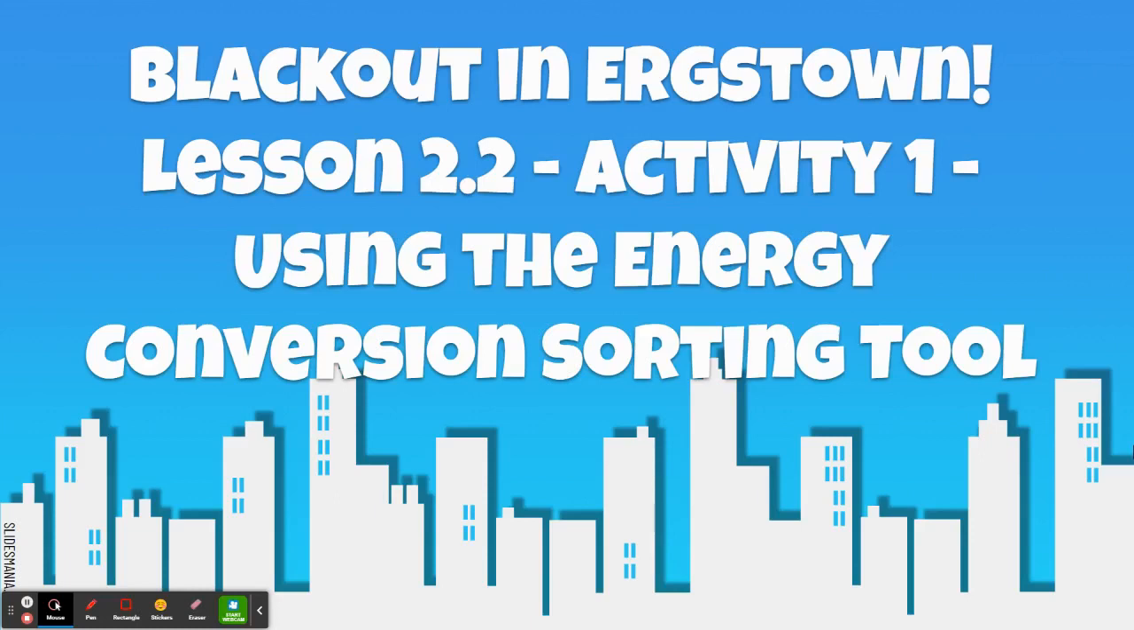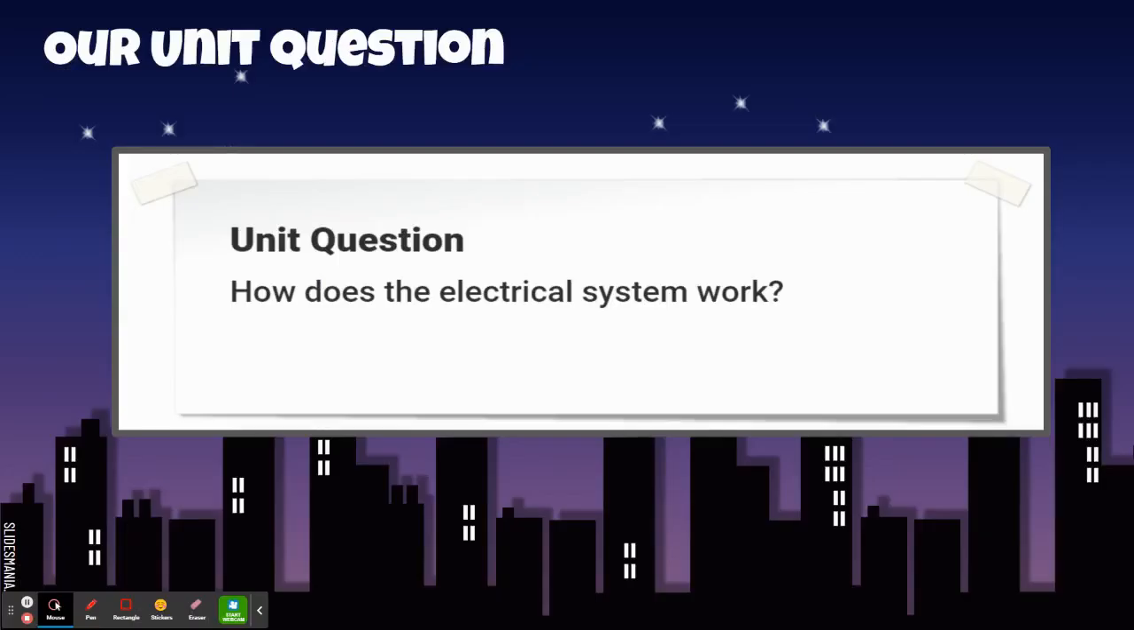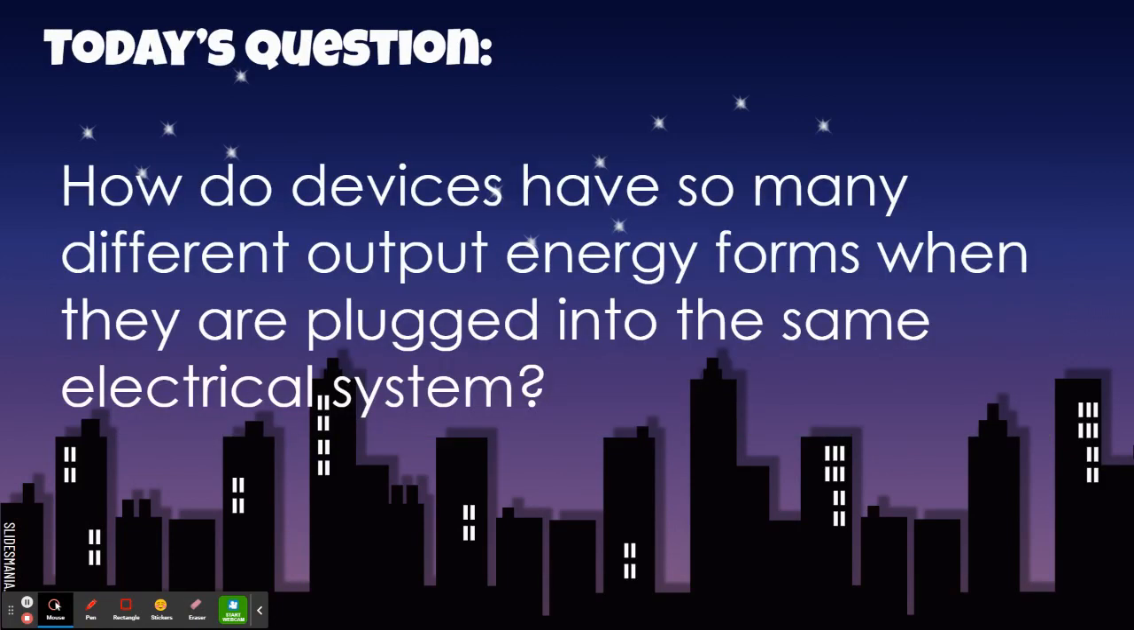Today we're working on lesson 2.2, activity 1, using the energy conversion sorting tool. Let's review our unit question. Our goal for the entire unit is to figure out how the electrical system works. Today, specifically, our question to be answered is, how do devices have so many different output energy forms when they're plugged into the same electrical system?